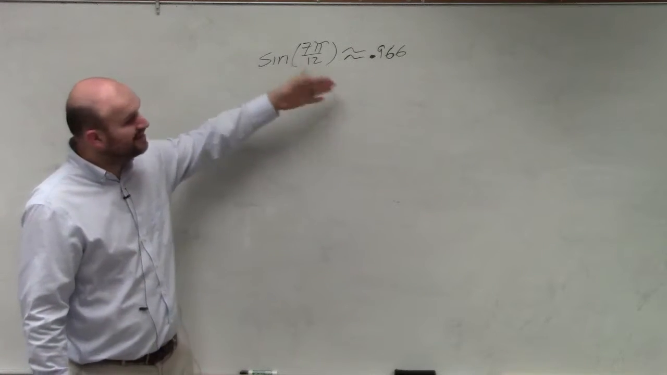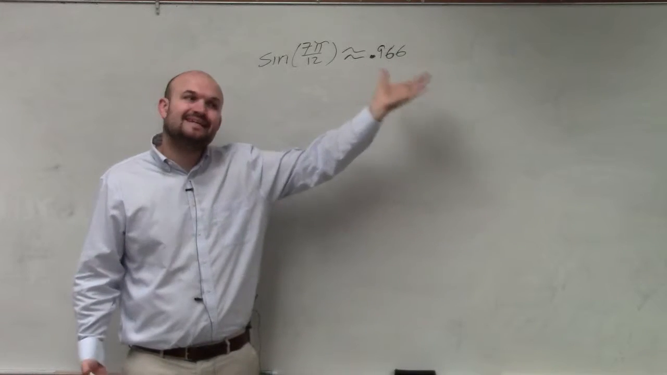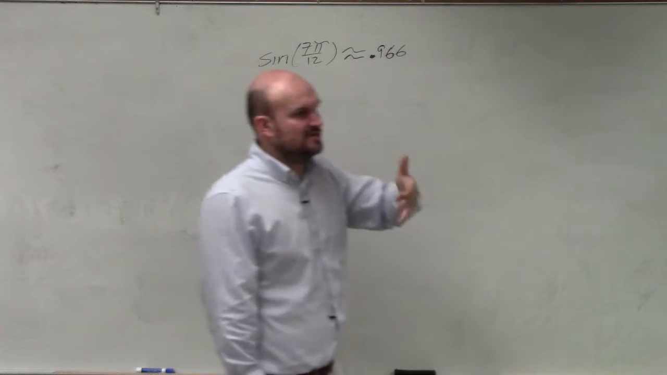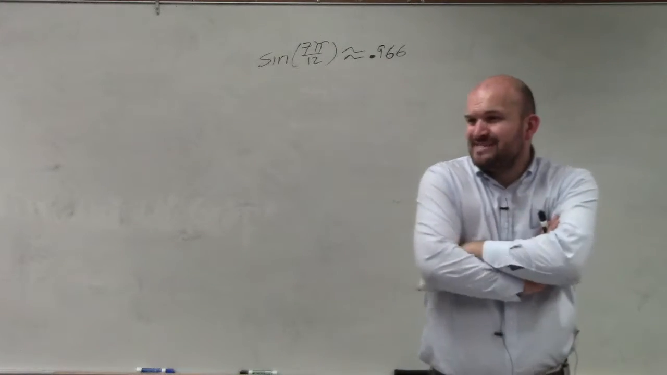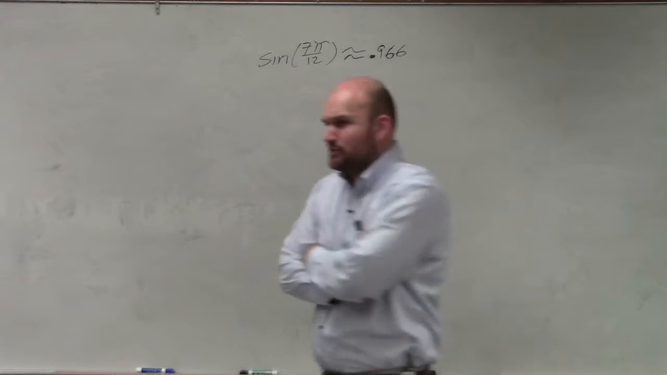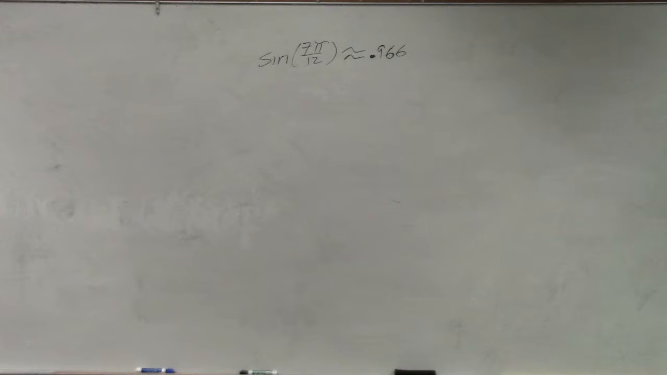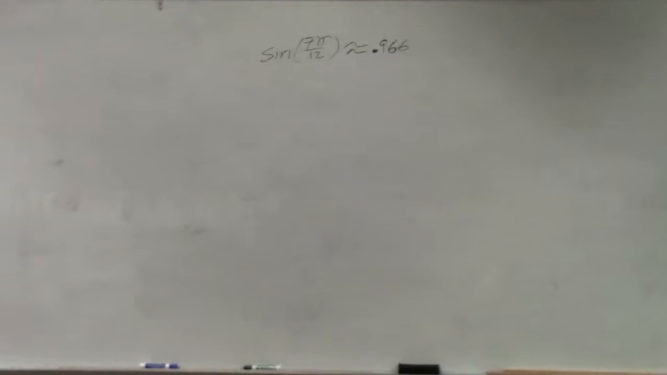Here we go. We can't give that answer. We want to find the exact answer. Now, we know that as far as looking at 7 pi over 12, we haven't dealt with any of those angles, at least as far as on the unit circle is concerned, right? We only dealt with pi over 3, pi over 6, pi over 4, correct? Or in terms of 6 pi's or 4's.